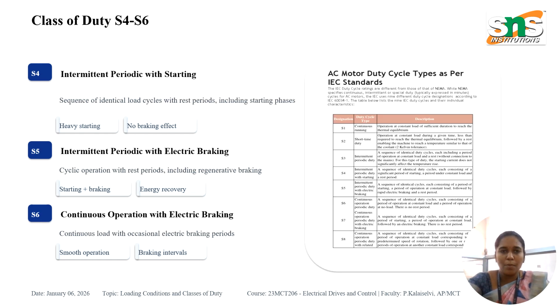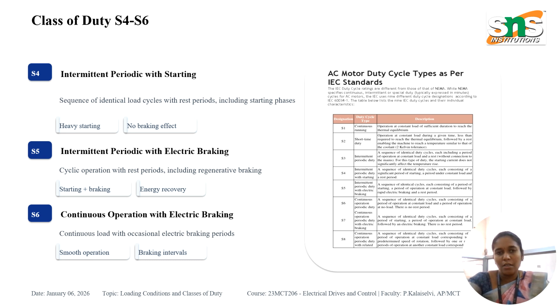S4 is intermittent with starting, which includes starting current effects, heavy starting losses, and rest periods. There is no braking in this duty cycle, which is used where frequent starting occurs. S5 is intermittent with electric braking, which includes both starting and electric braking. Regenerative braking is also possible. Energy recovery happens in this duty cycle, which is used in advanced drive systems.